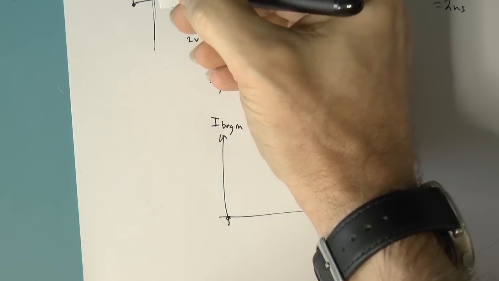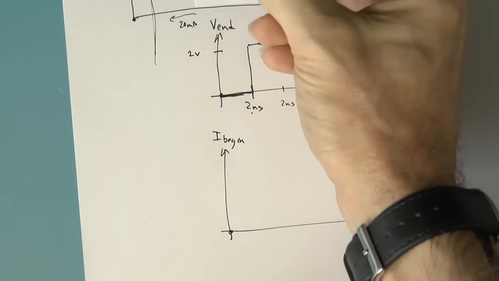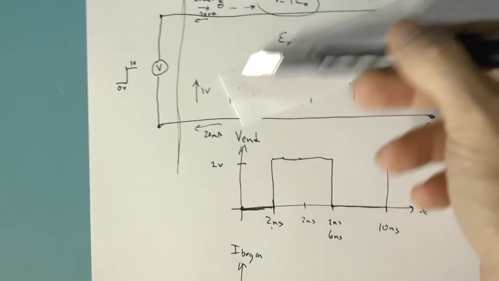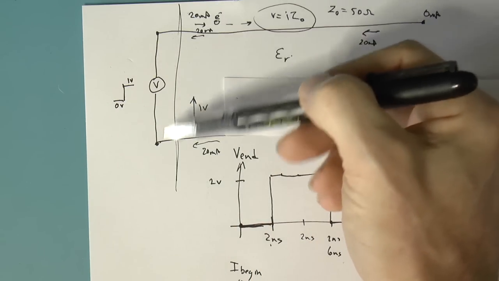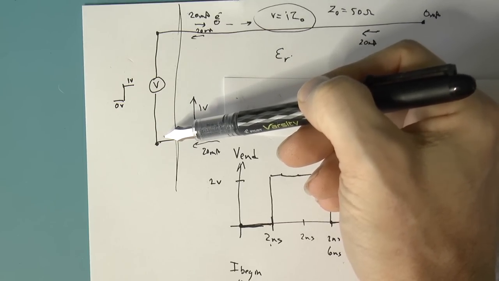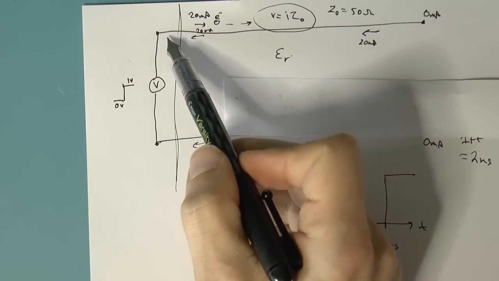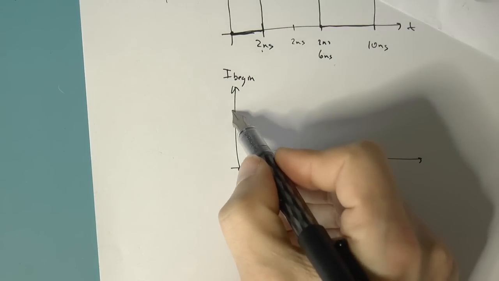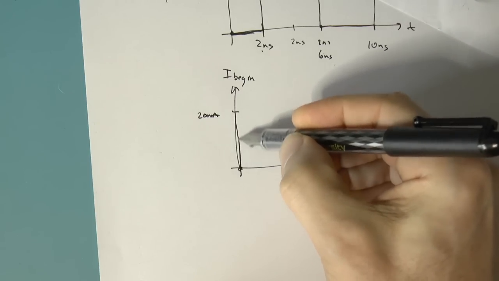However, you turn on the voltage source and immediately we start getting an electric field. And this part of the transmission line is at 0 volts. This part of the transmission line is at 1 volt. That's a potential difference of 1 volt. That means that we have 20 milliamps flowing this way. So immediately we're going to start seeing 20 milliamps at the beginning of the line.